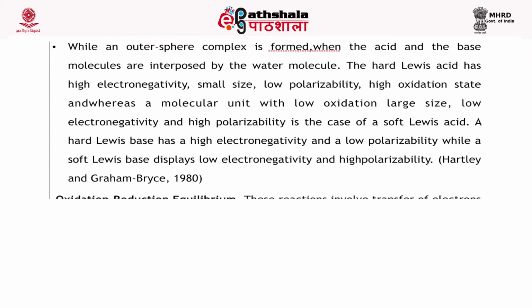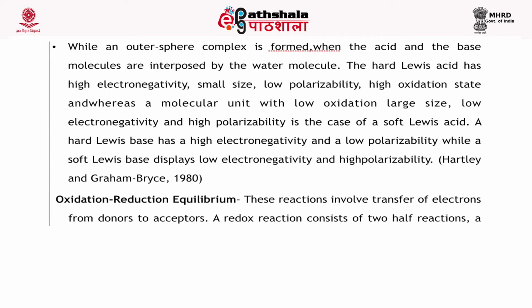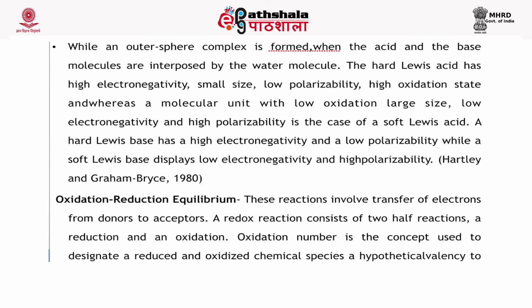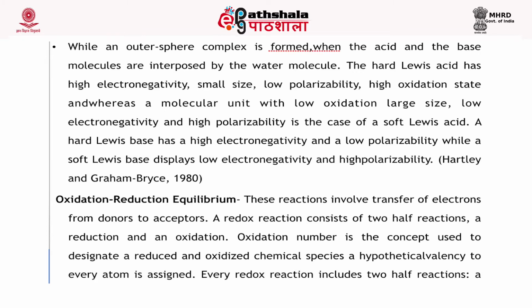Next is the oxidation and reduction equilibrium process. These reactions involve the transfer of electrons from donor to acceptors. A redox reaction consists of two half reactions, a reduction and an oxidation. Oxidation number is the concept used to designate a reduced and oxidized chemical species. A hypothetical valency is assigned to every atom. Every redox reaction includes two half reactions, a reduction half reaction and an oxidation half reaction.